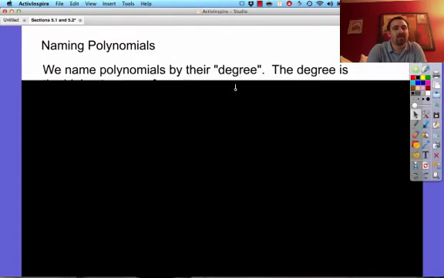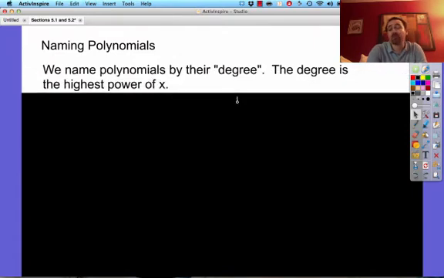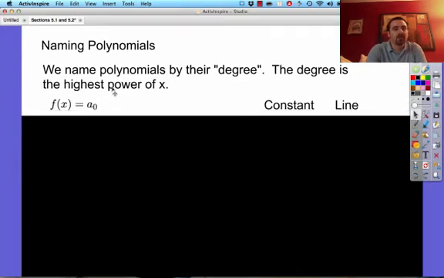Okay, how do we name them? So we name polynomials by their degree. The degree is the highest power of x. Okay, so here we go.